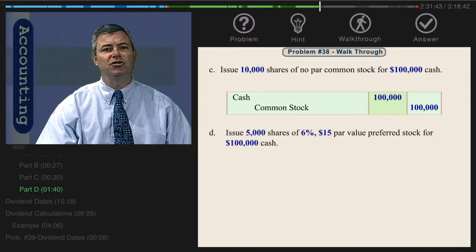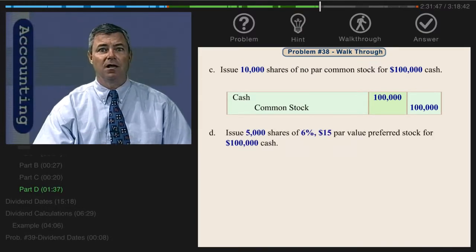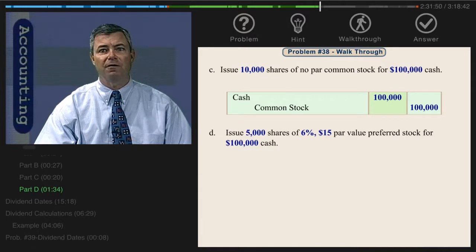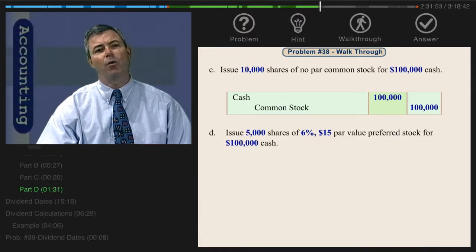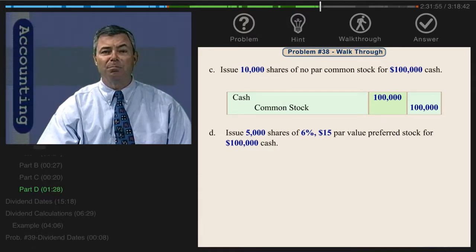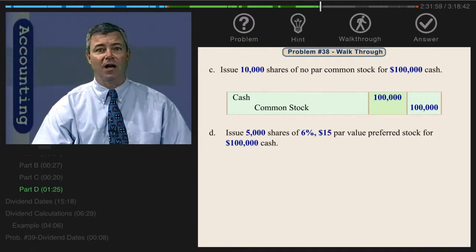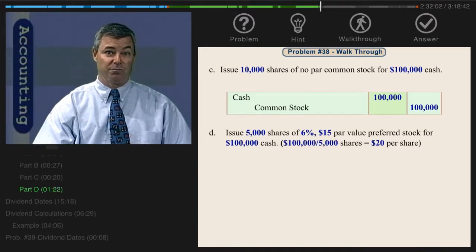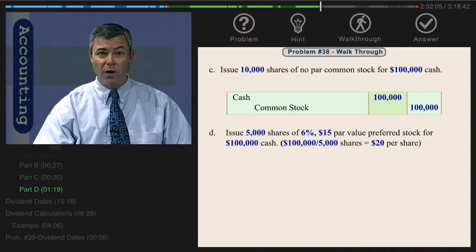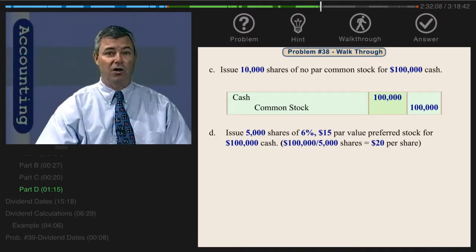Assume that the company issues 5,000 shares of 6%, $15 par value preferred stock for $100,000. By the way, at what price are they issuing these shares per share? Well, the company is receiving $100,000 cash and issued 5,000 shares of preferred stock, so the stock is actually being issued at $20 per share, although the par value is $15 per share.